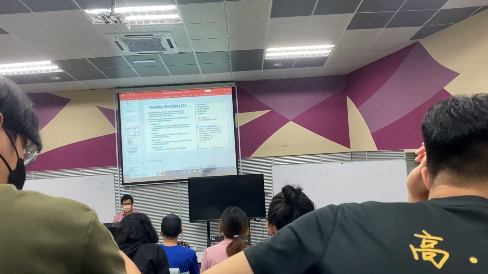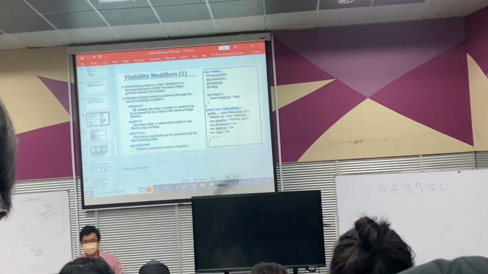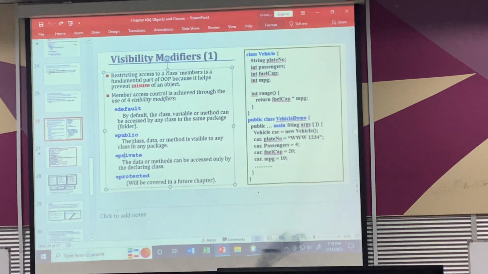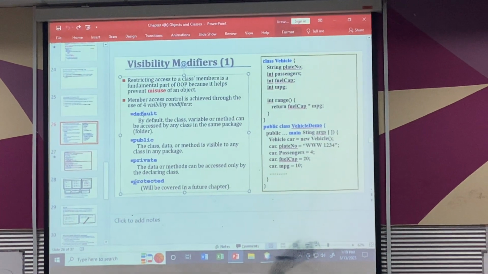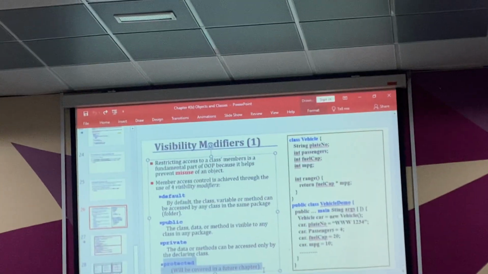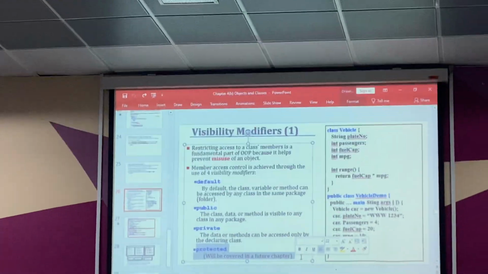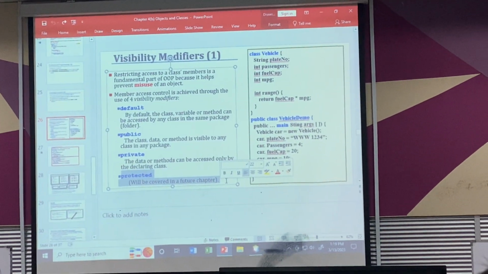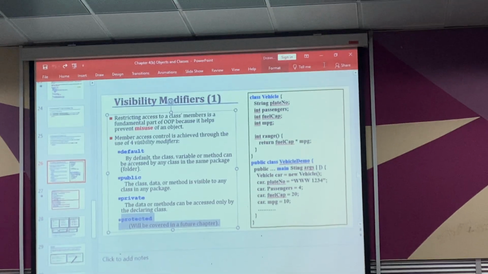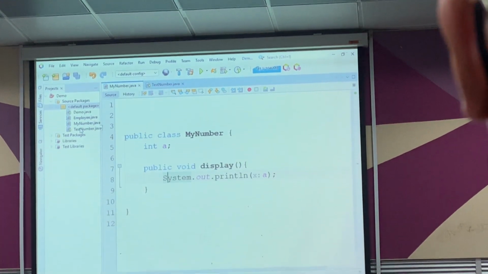Okay, but today we just go through three access modifiers: private, public, and default. Protected we're going to cover in the future when we go through the topic called inheritance. So these three, right? Now look at my code here.